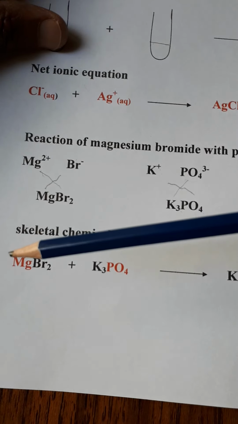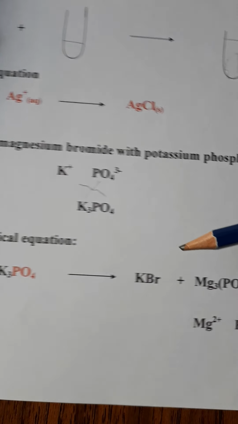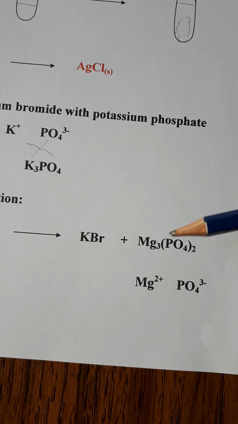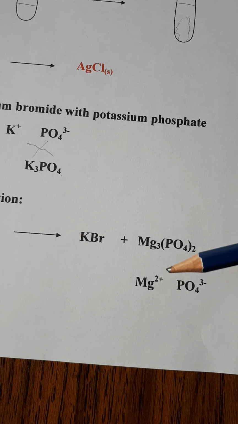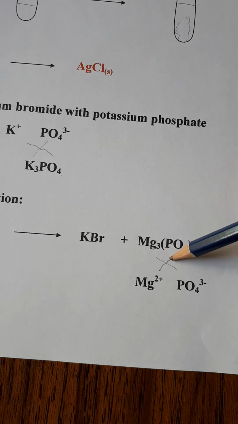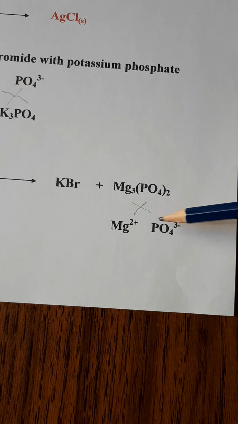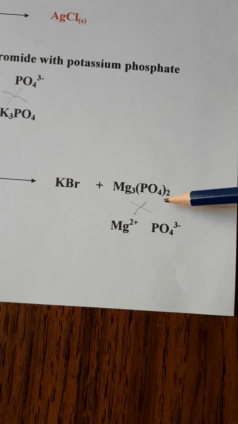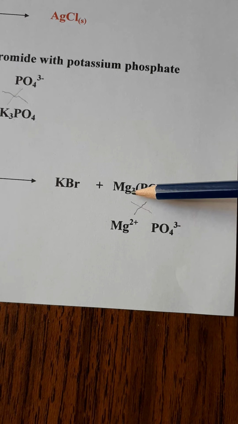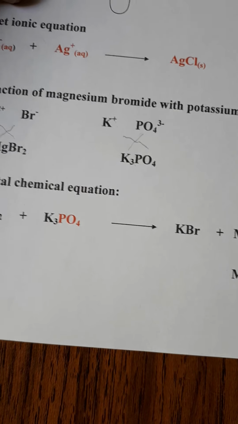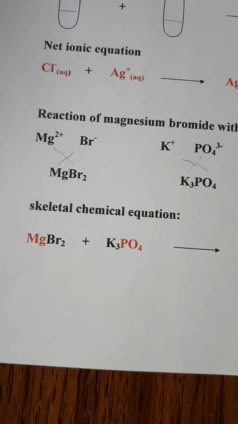Other product will be magnesium phosphate. How do we know that it has this formula? Magnesium 2+, phosphate 3-. So again the crisscross rule will show you that Mg3(PO4)2. 2 is going down here, 3 is going down here. So this is our magnesium phosphate formula. Now we have the formulas. It's called the skeletal chemical equation.